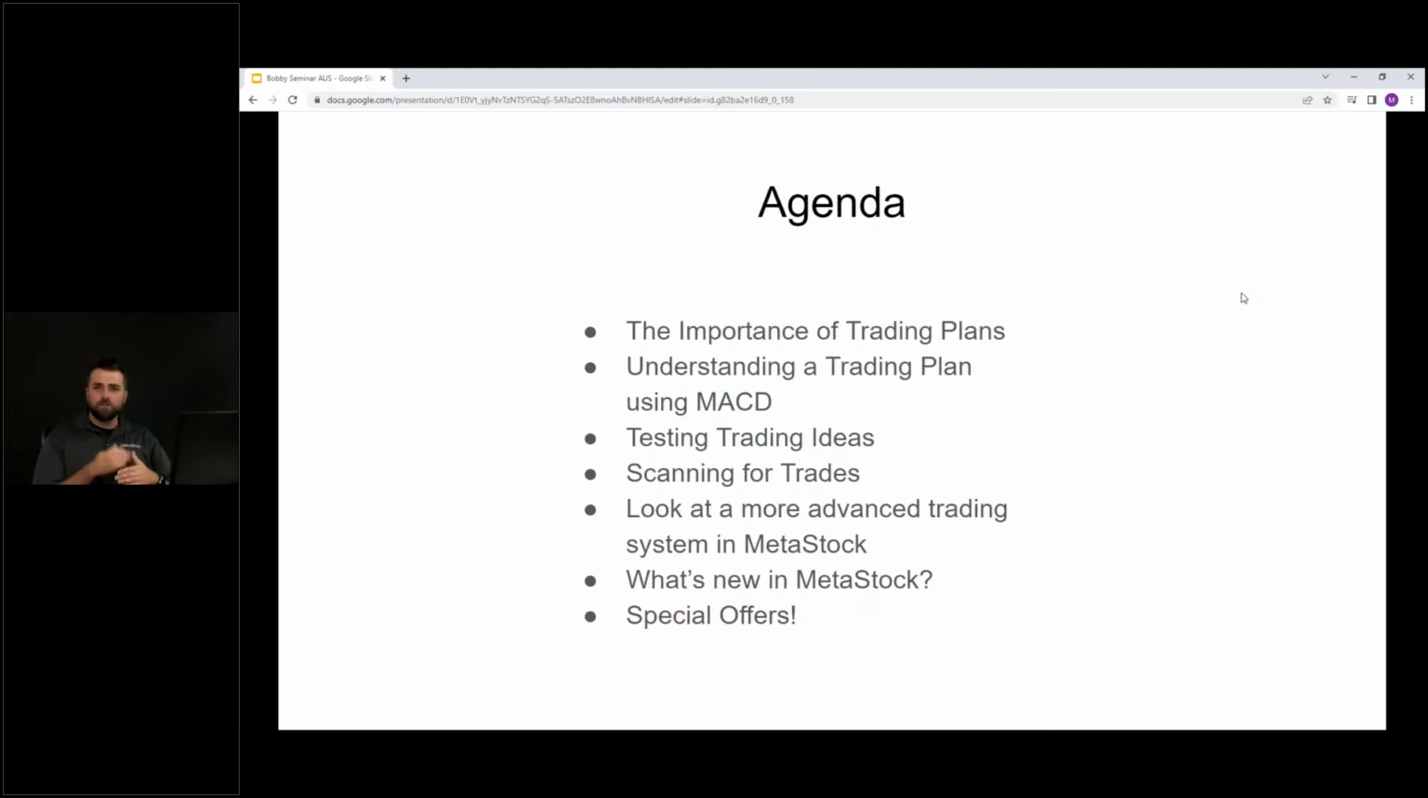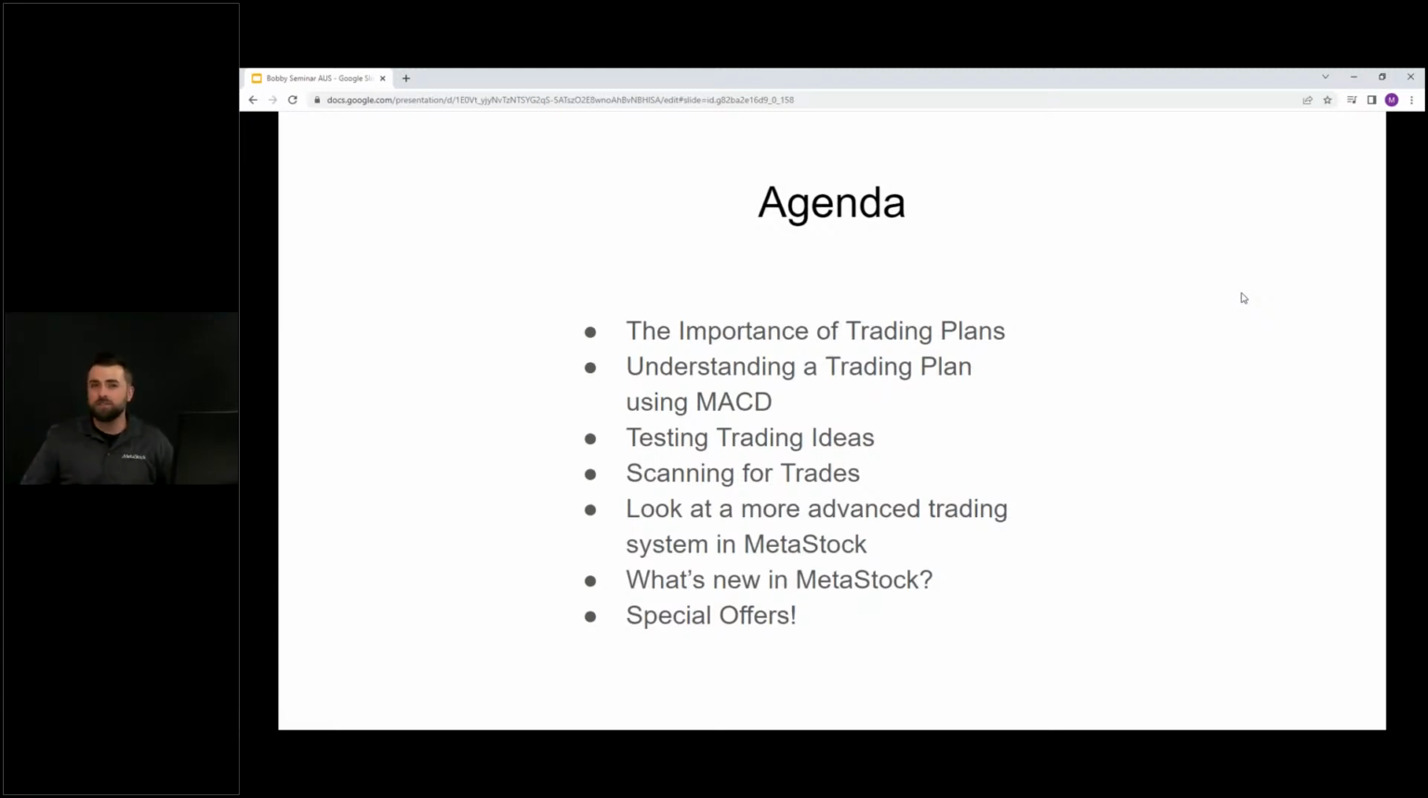Then after we've gone through the basics of a lot of our main tools, we're going to get a little bit more advanced, and I'll show you one of my favorite trading strategies in MetaStock from one of our partners, where we recently released their system onto MetaStock. And I think you'll be really impressed by some of the features I'm able to show you there.